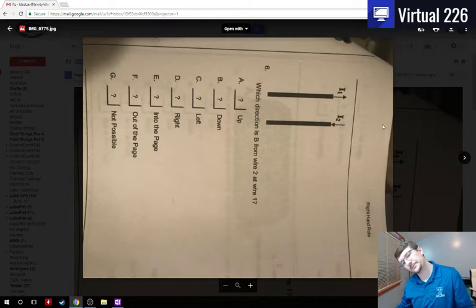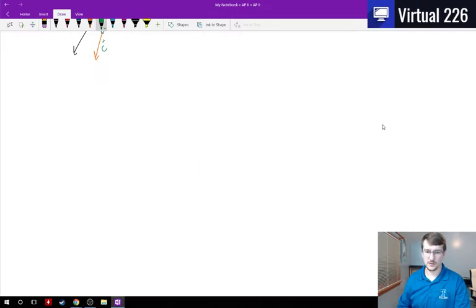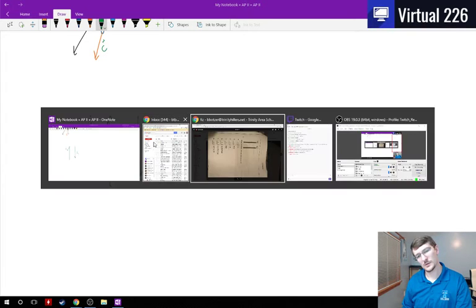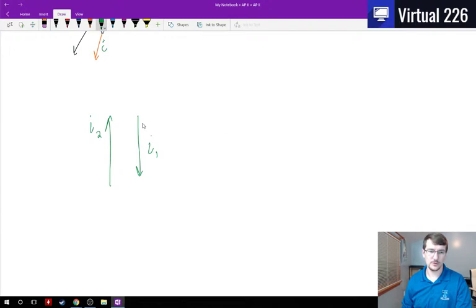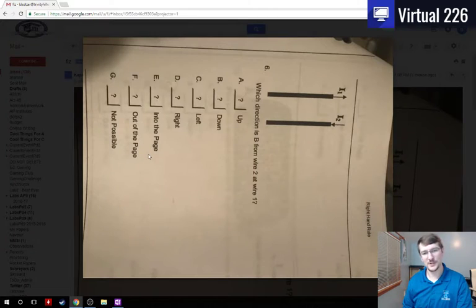Let's look at this one. Which direction is B from wire 2 at wire 1? Okay, so this will be a fun one, right? I'm going to reorient this so that this looks correct. This is wire 2. This is wire 1. Nope, I have that backwards. This is I1. This is I2. Okay, from wire 2 at wire 1.